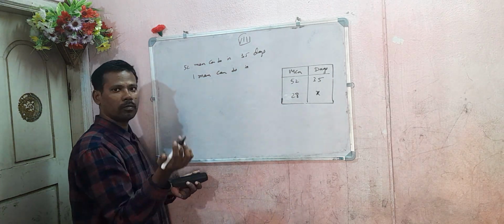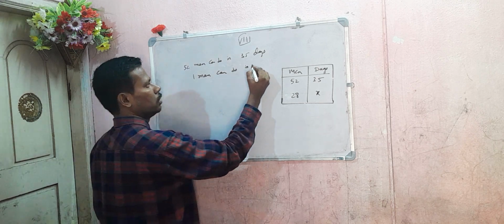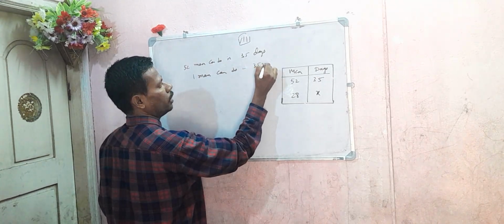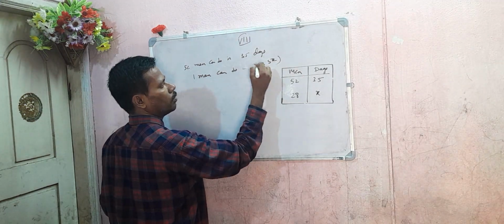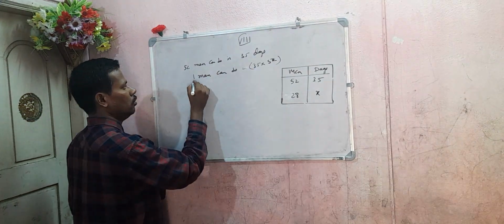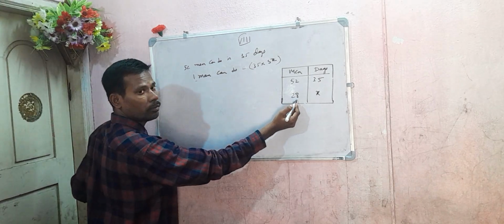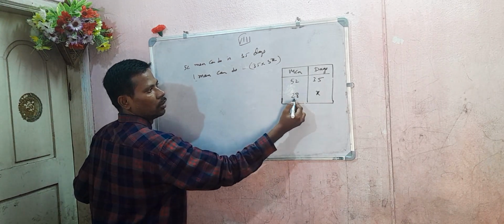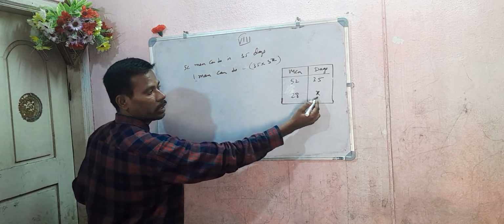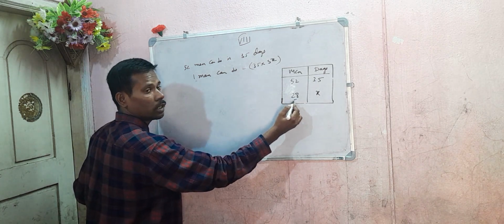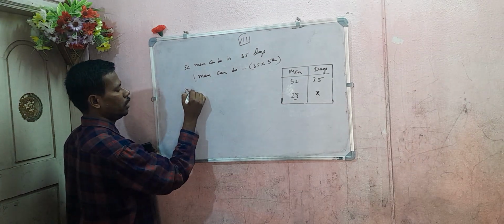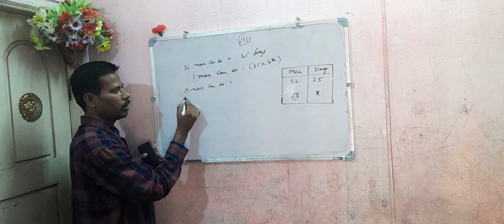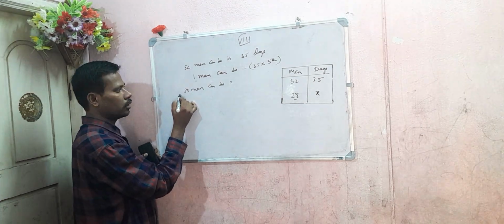So to get more, you multiply. One man can do it in 35 into 52. Don't multiply this, leave it as it is. Now how many days is being asked for 28 men? So the required number of men is 28. 28 men can do it in, now the number of men is increasing.